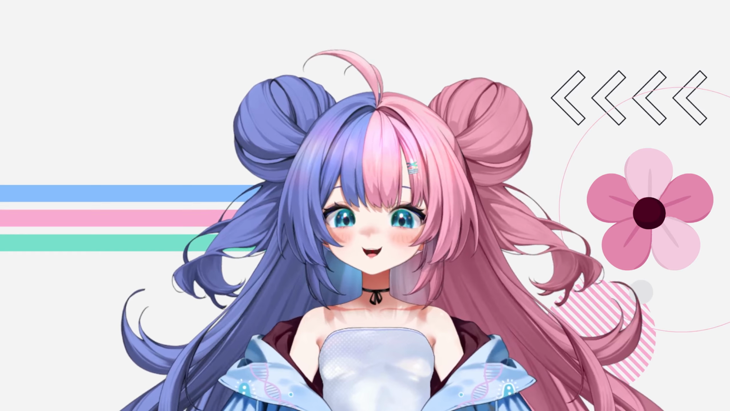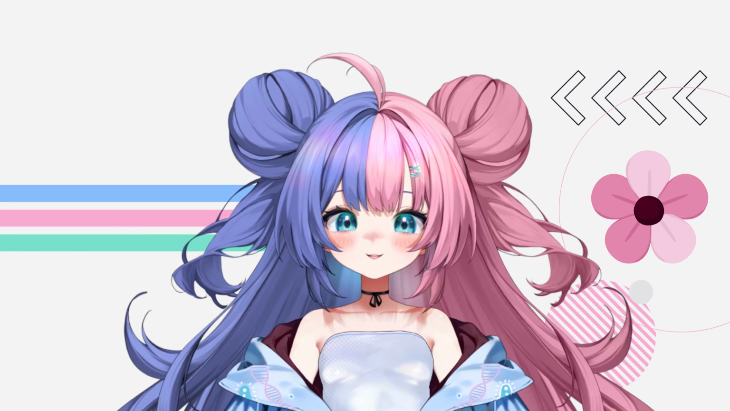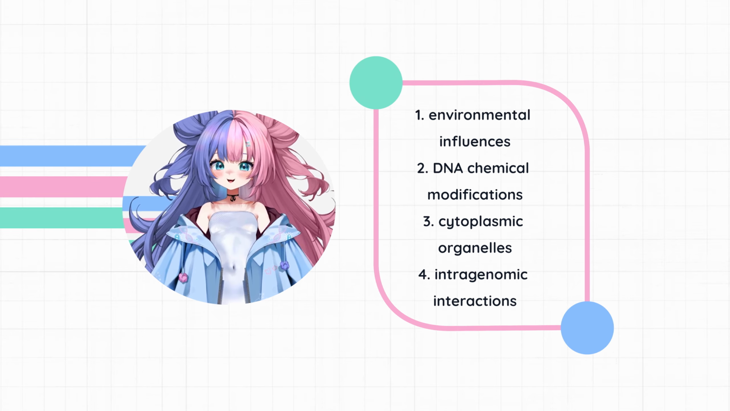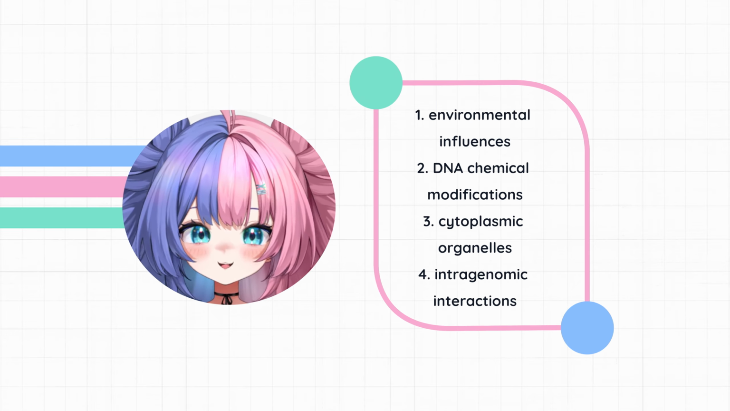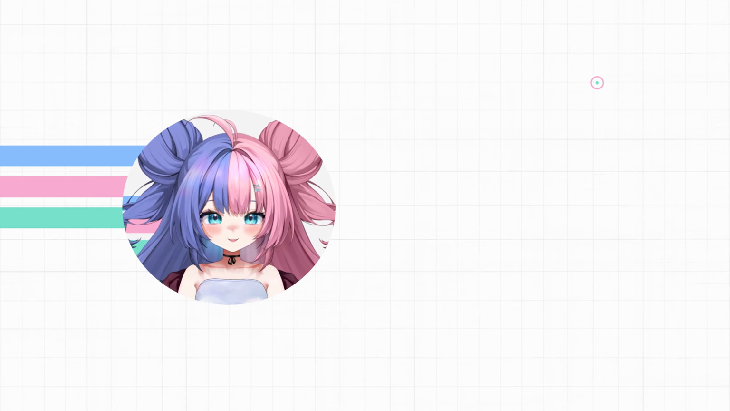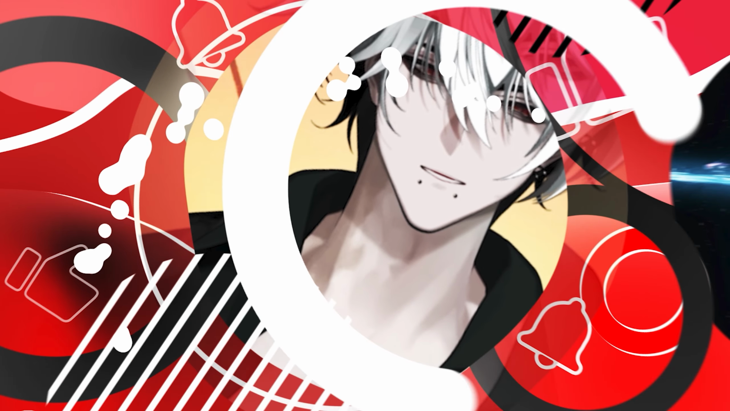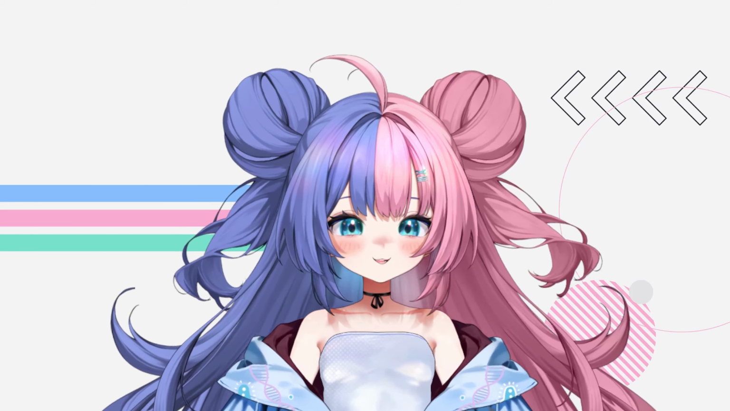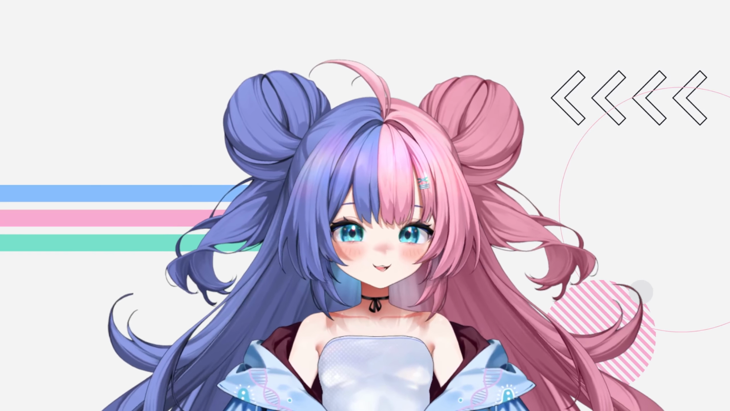And this is how non-Mendelian inheritance models came to be, encompassing environmental influences, chemical modifications of DNA, the role of cytoplasmic organelles, and intragenomic interactions. Starting with the strangest case of non-Mendelian inheritance of all, let's talk about mitochondrial inheritance.